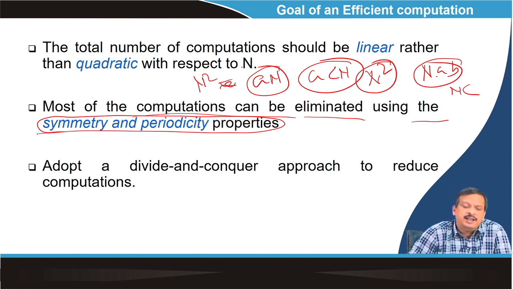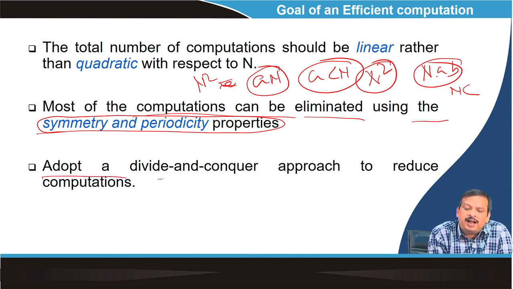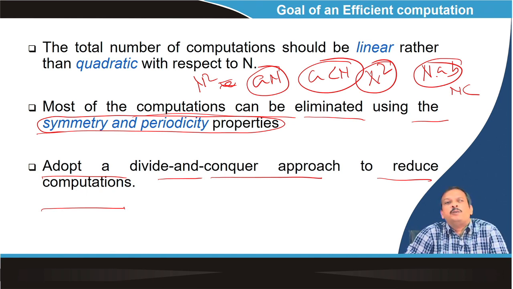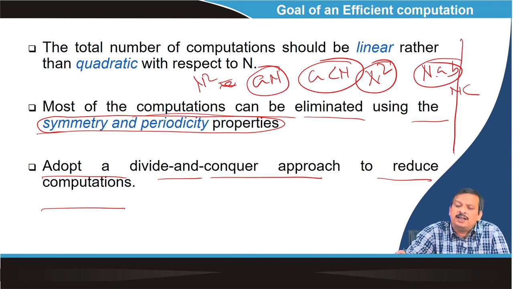How do I make it? I adopt a divide and conquer approach to reduce the computation. So that is the goal of my fast Fourier transform algorithm.